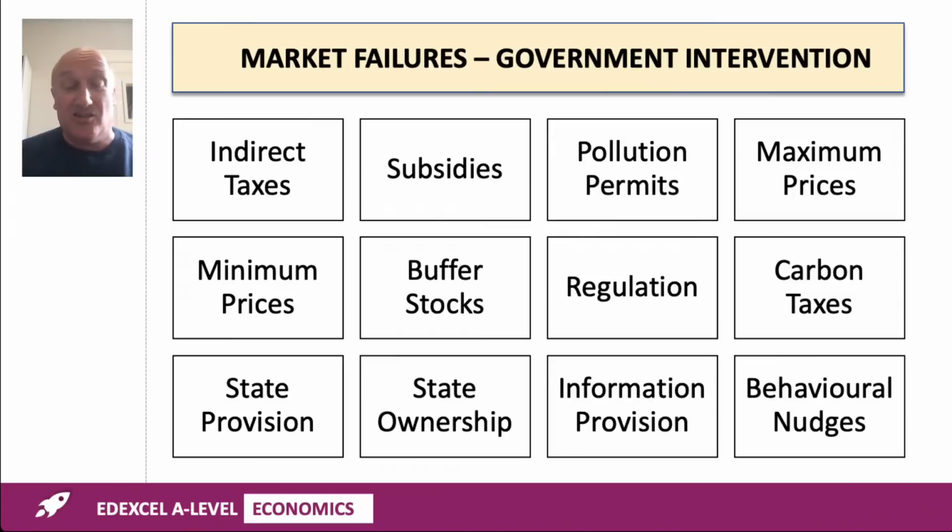So I was asking my students the other day, what kind of interventions do you want to talk about? Indirect taxes and subsidies? Yes. Pollution permits, maximum prices. And I basically said to the student, look, can you draw a diagram for each? Well, not certainly for each, but certainly for many of them. Indirect taxes, subsidies, permits, the tradable permit system, maximum prices in markets, minimum prices, buffer stocks, regulations, carbon taxes, and things like information economics.